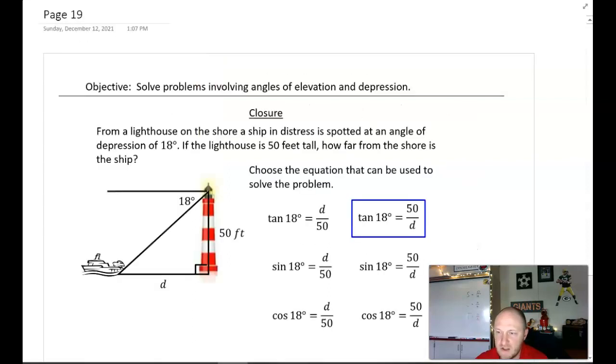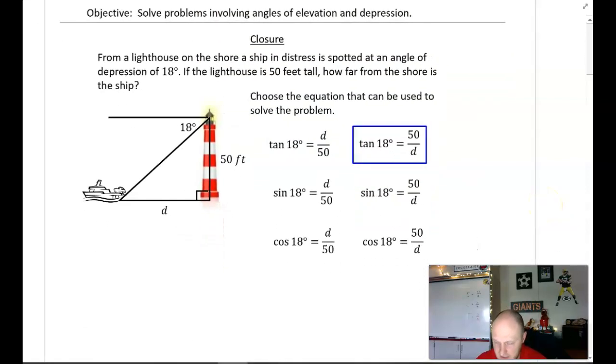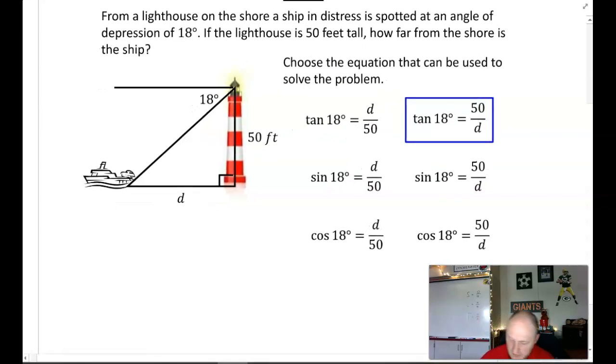All right, hopefully you got D. Tan of 18 is equal to 50 over d. Again, this angle here is 18 degrees based upon alternate interior angles. I have the opposite side and I want to solve for the adjacent side, so that's tangent. Tan of 18 is 50 over d.